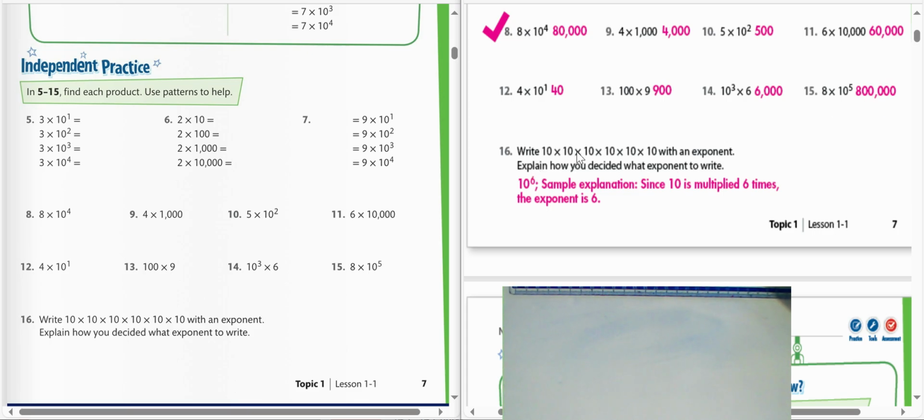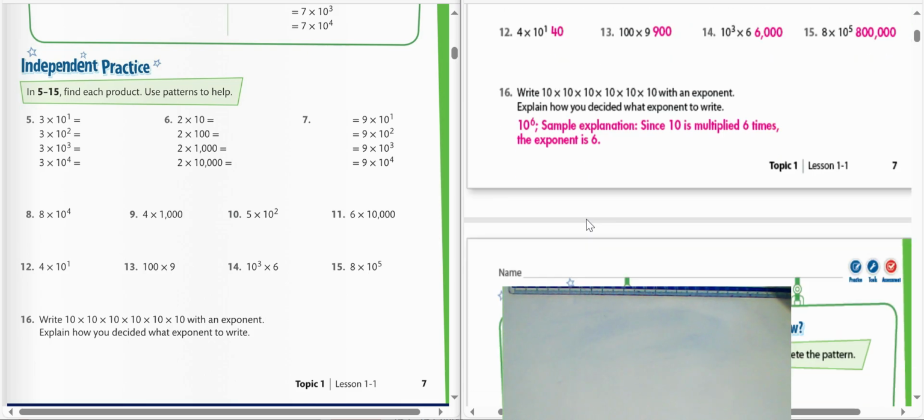Question 16, right? 10 times 10 times 10 is an exponent. Explain how you decide what exponent to write. 10 power 6 means 10 times itself 6 times. The simple answer here: since 10 is multiplied 6 times, the exponent is 6. So the result will be 6 million. Convert 6 times 10 multiplied 6 times, the result will be 6 million.